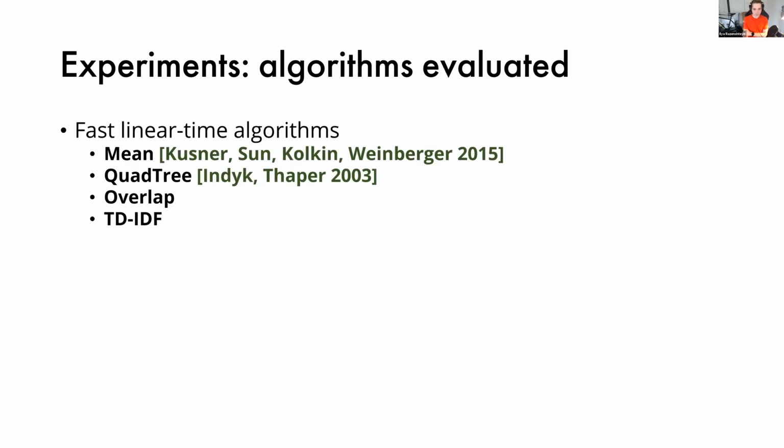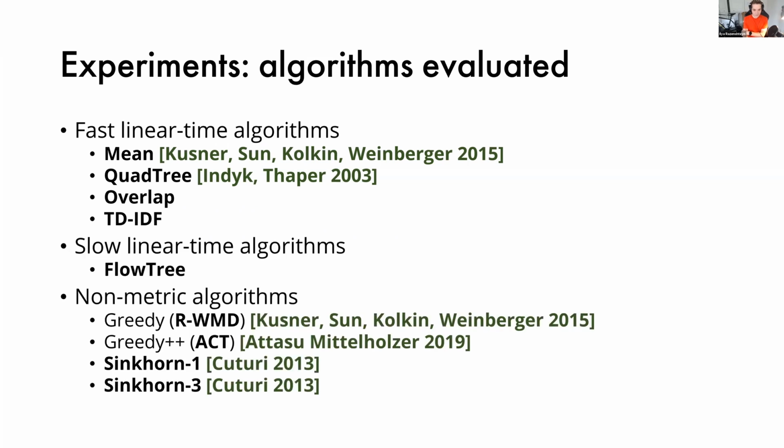So what algorithms did we evaluate? It's natural to split the algorithms into three groups. The first group is the fast linear time algorithms. In particular, the QuadTree algorithm belongs to it. The mean algorithm, where we collapse distributions to means and compute the distance between them, belongs to it.